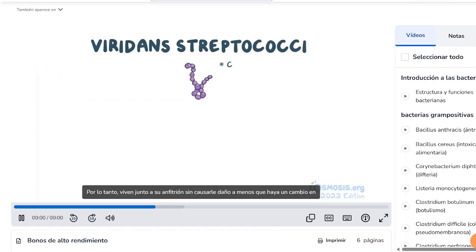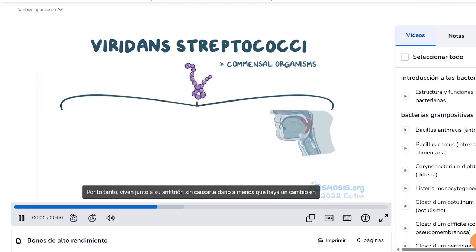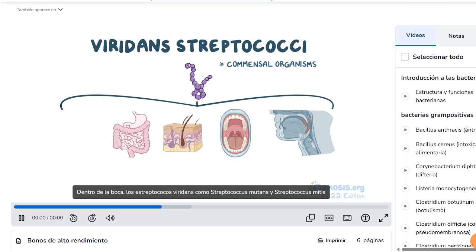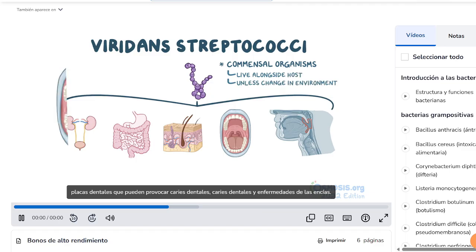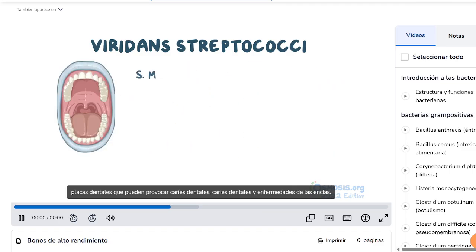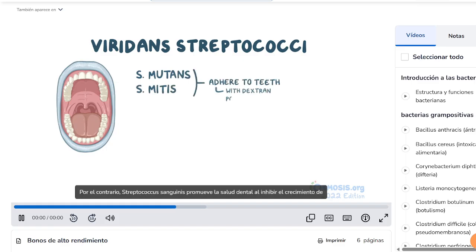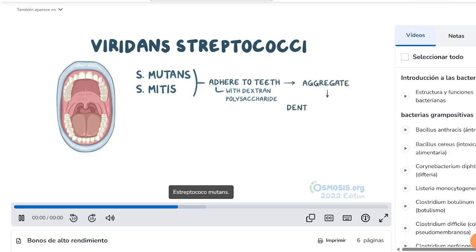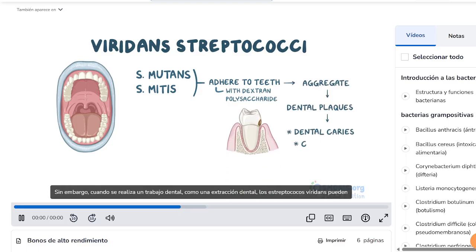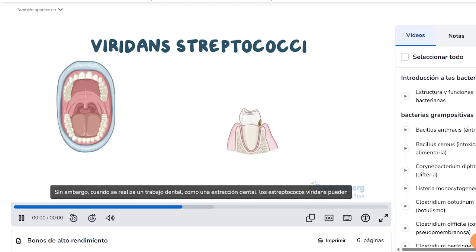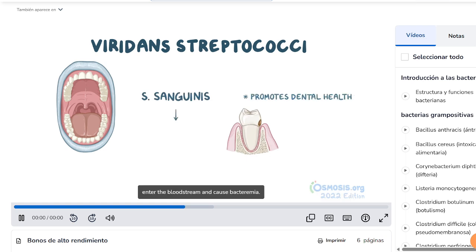Viridans streptococci are commensal organisms that reside in the oropharynx, epithelial surfaces of the oral cavity, teeth, skin, gastrointestinal, and genitourinary tracts. So, they live alongside their host without causing harm unless there's a change in the environment. Inside the mouth, viridans streptococci, like Streptococcus mutans and Streptococcus mitis, adhere to tooth enamel with the help of dextran polysaccharide and aggregate, forming dental plaques, which can lead to dental caries and gum disease. In contrast, Streptococcus sanguinis promotes dental health by inhibiting the growth of Streptococcus mutans.